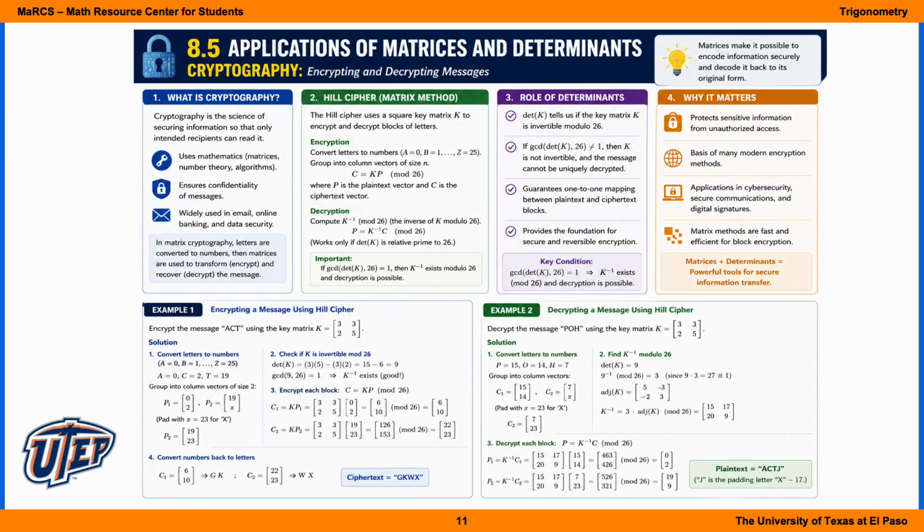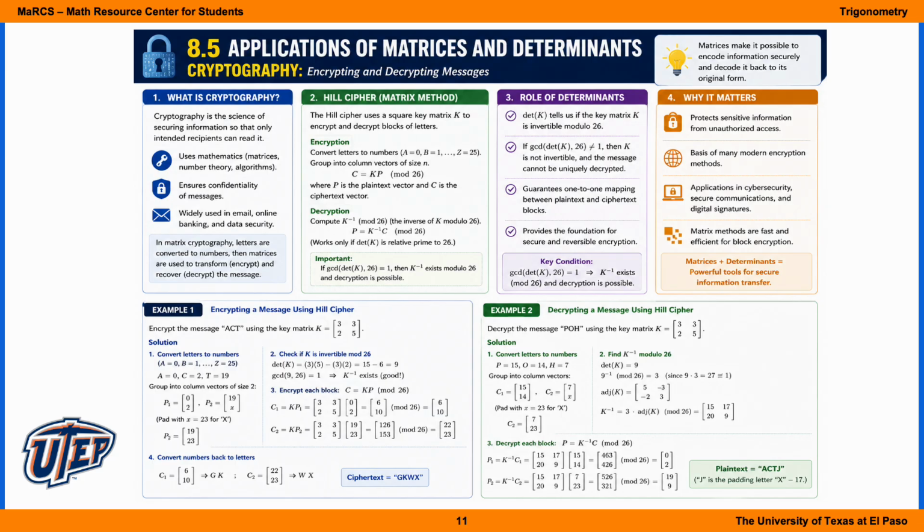For the Hill cipher, it uses a square key matrix K to encrypt and decrypt blocks of letters. For encryption, we convert the letters to numbers. A is equal to 0, B is equal to 1, up until Z is equal to 25. Then we group them into column vectors of size n. C is equal to K times P, where P is the plaintext vector and C is the ciphertext vector. And we divide by 26 and keep the remainder. That's what the mod 26 means.